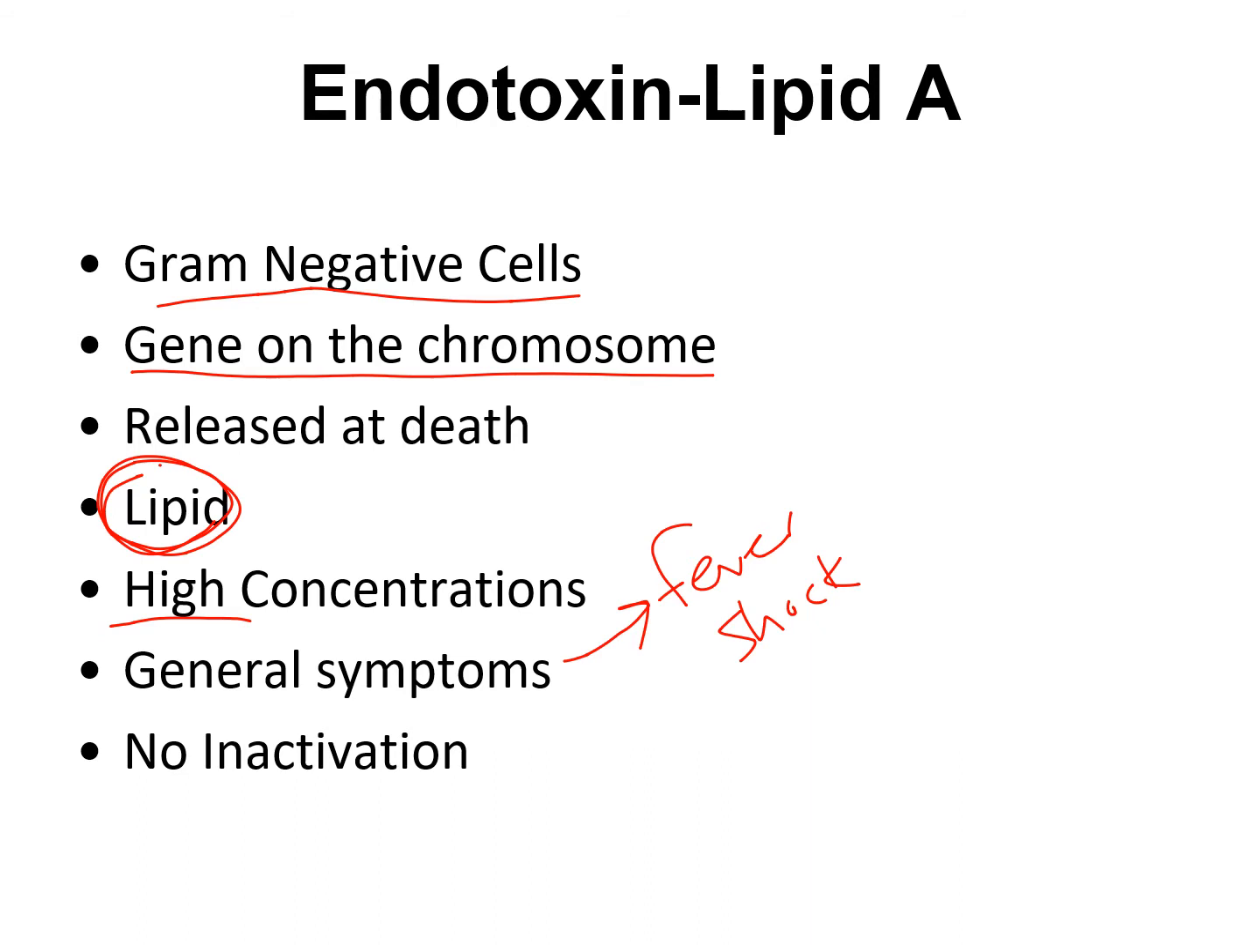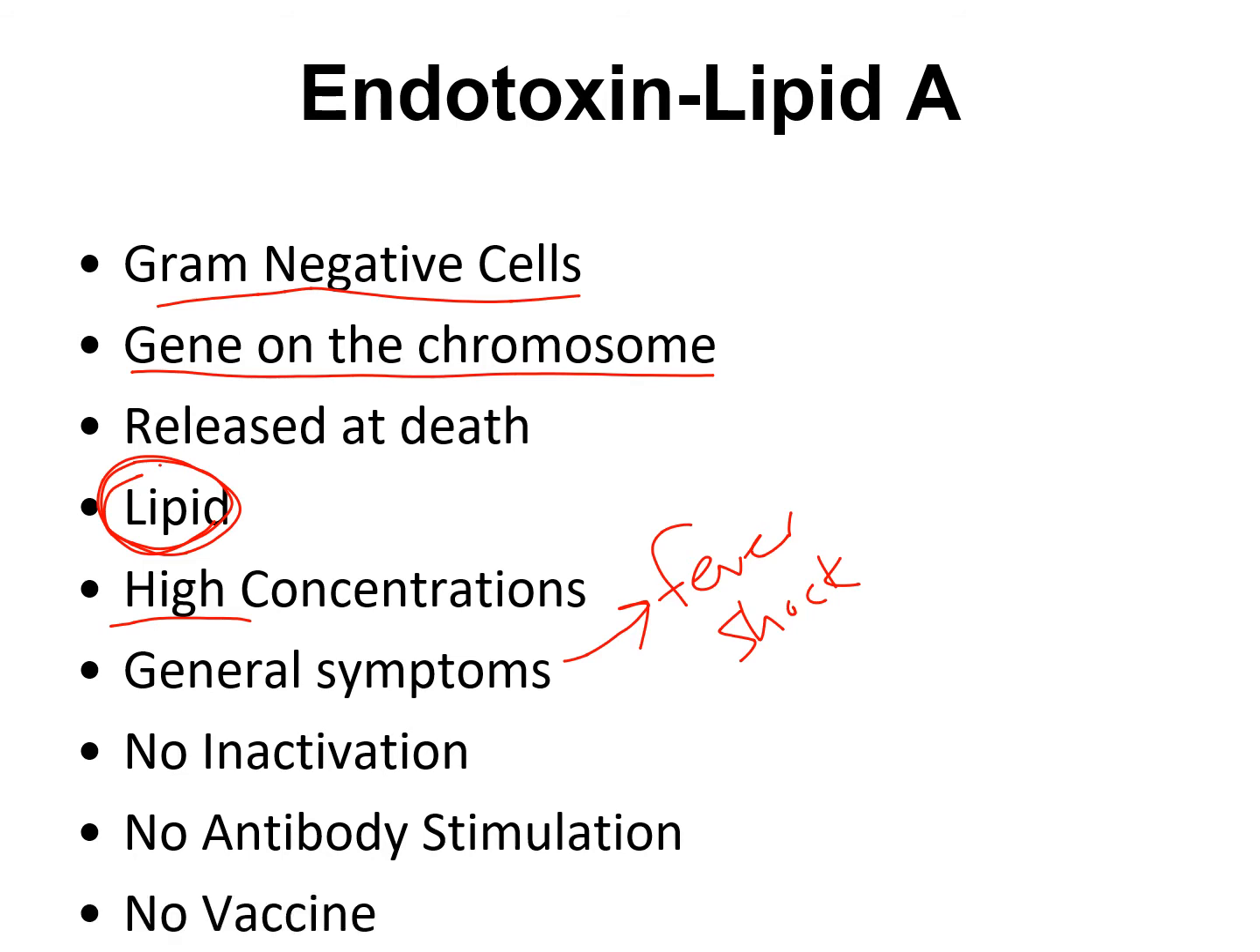Because they are lipids, you cannot inactivate lipid A or endotoxins. Heating them doesn't denature lipids, so that will not inactivate them. Also because they are lipids, your body will not produce antibodies to them. So even if you are exposed to the endotoxins, you will not produce antibodies, which means there's no way to vaccinate for them, because vaccines rely on the idea that our bodies produce antibodies. So if we cannot produce antibodies to the lipid A, then there's no possibility for a vaccine.